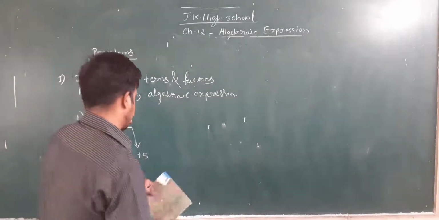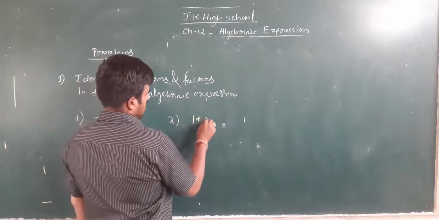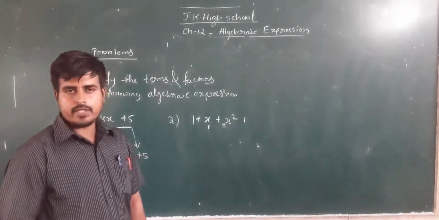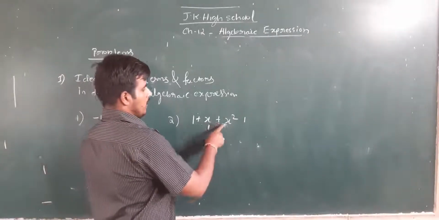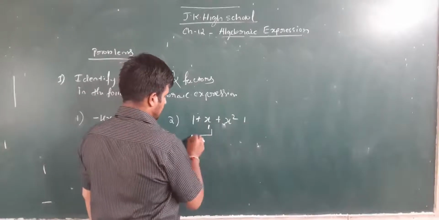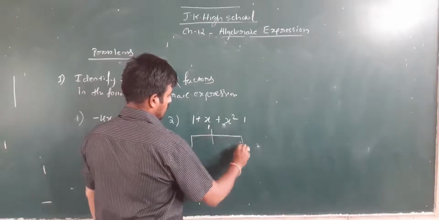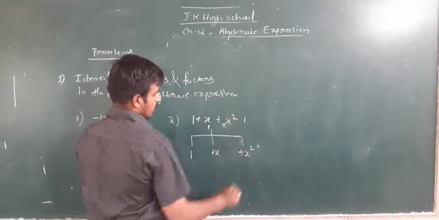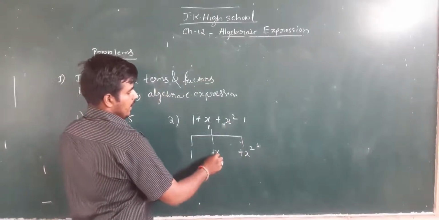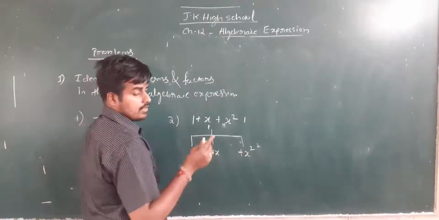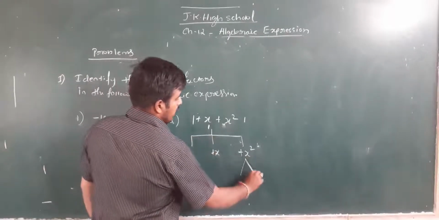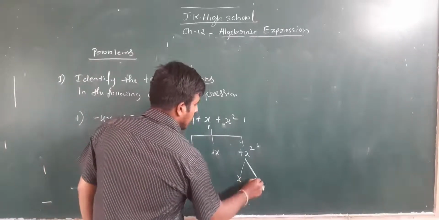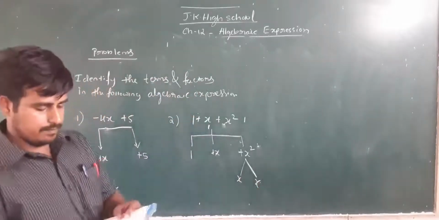1 plus x squared. How many terms are there? It is an algebraic expression. Total 3 terms: 1, 2 and 3. 1 plus x squared, and 1 doesn't have any factor, x is also not having any factor, x squared is made out of 2 factors, that is x into x, therefore x and x, right?